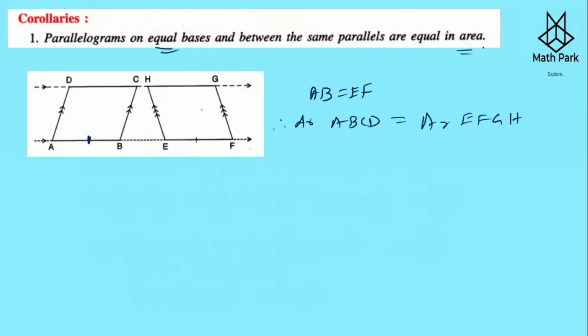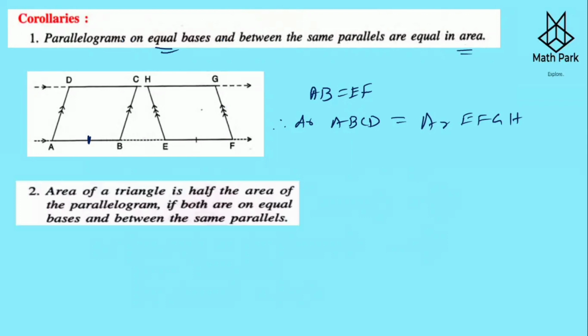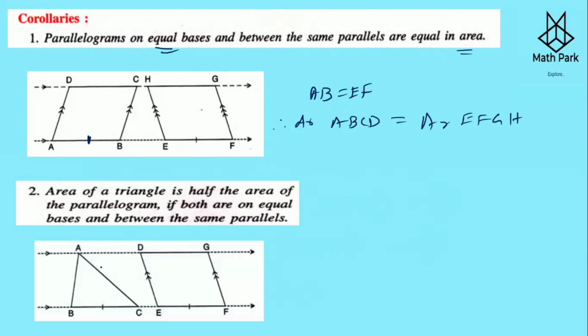That is, parallelograms between the same parallels but having equal bases also have equal area. Got that? The next corollary: the area of a triangle is half the area of a parallelogram if both are on equal bases and between the same parallels. This is the triangle ABC, and you have a parallelogram EFGD. In both of these, BC is equal to EF, the bases are equal, and they are between the same parallels. And we know that the heights of all the figures are going to be the same.